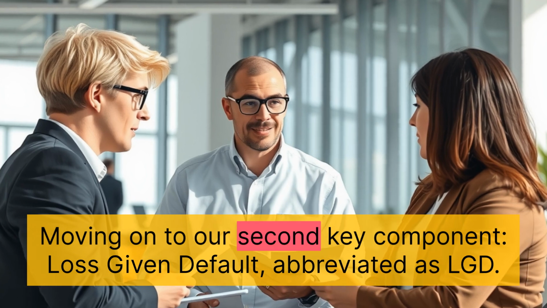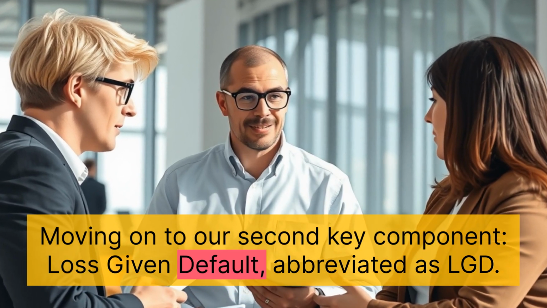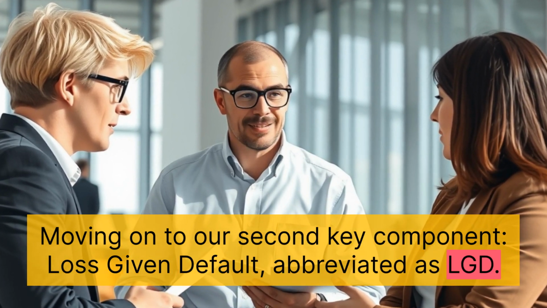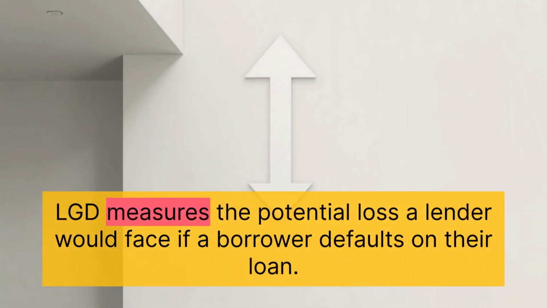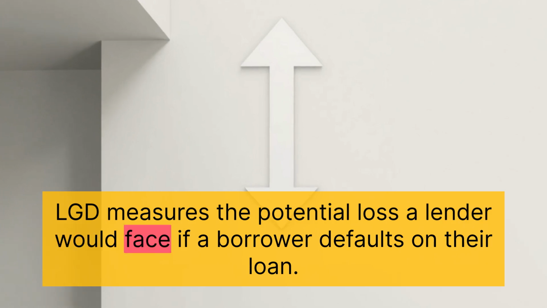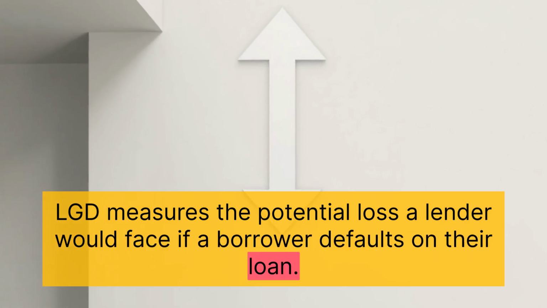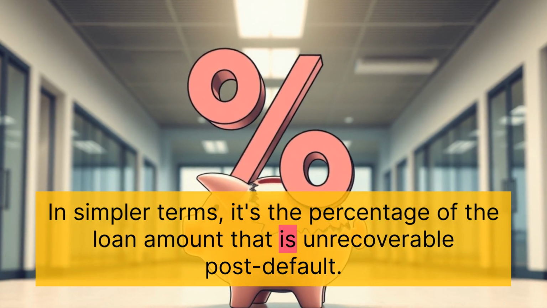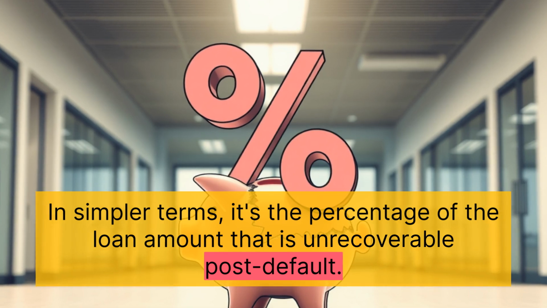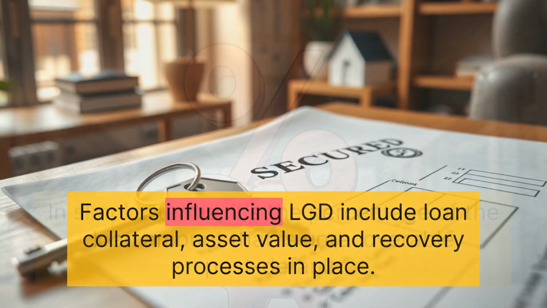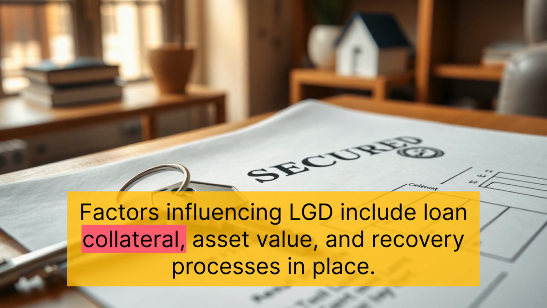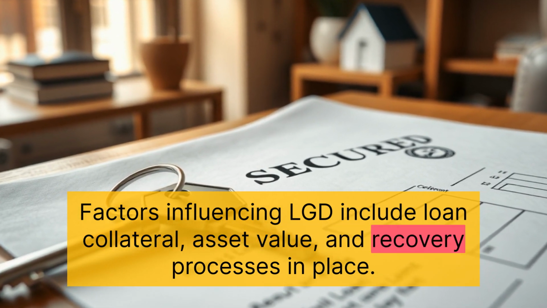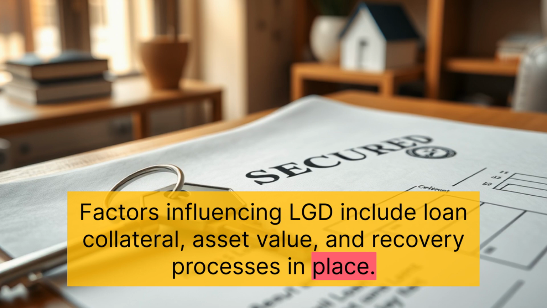Moving on to our second key component, loss given default, abbreviated as LGD. LGD measures the potential loss a lender would face if a borrower defaults on their loan. In simpler terms, it's the percentage of the loan amount that is unrecoverable post-default. Factors influencing LGD include loan collateral, asset value, and recovery processes in place.